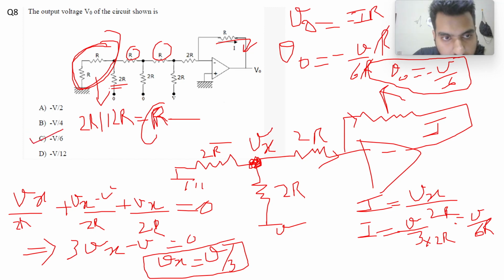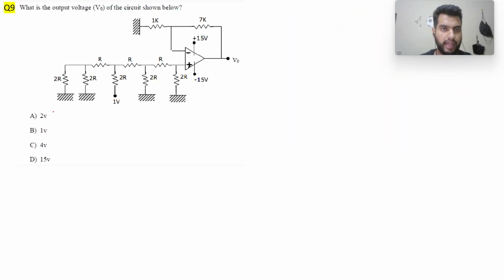So option C is your correct answer. Now towards question number 9. I'd like you to do it first, and then I'll show the solution. It states: what is the output voltage of the circuit given below?